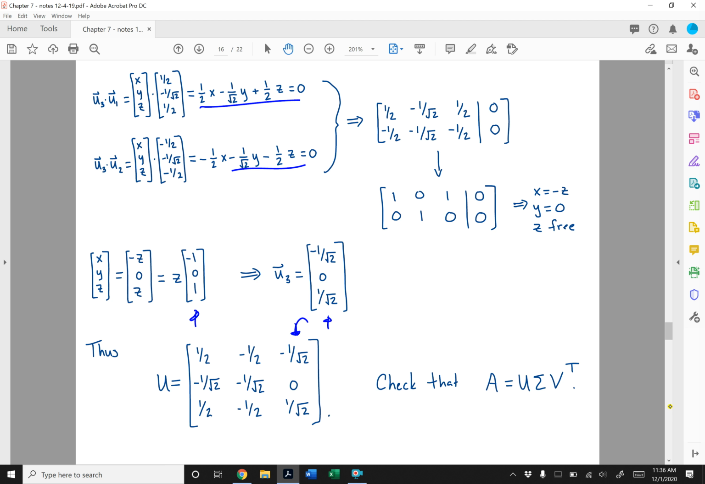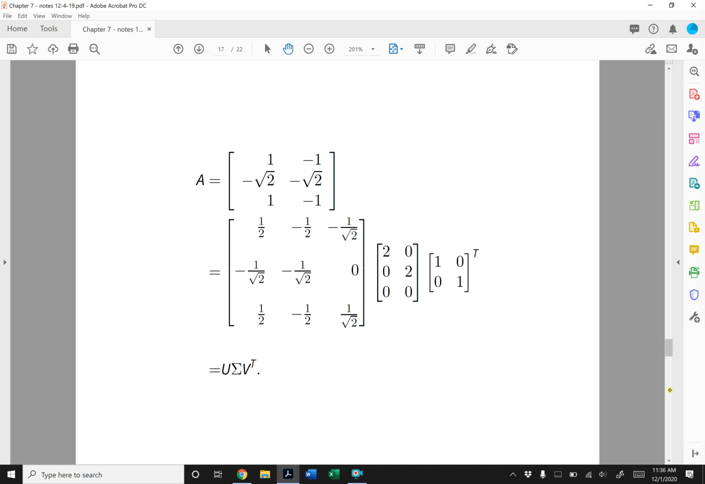So U is an orthogonal matrix, and now we should be able to check that this U times this sigma times that V transpose is actually A. So great.